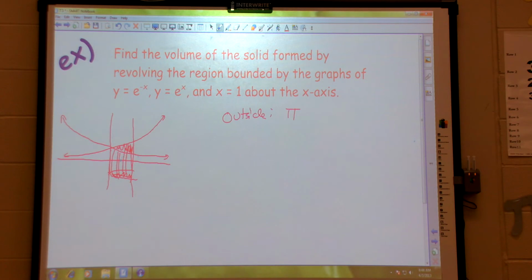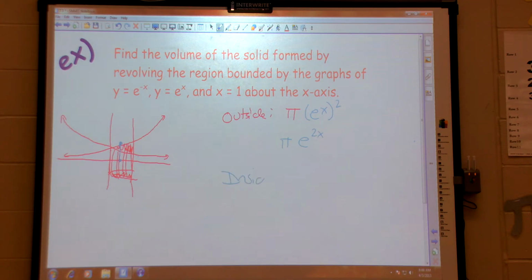From the outside, so I go from the axis. You're always going from the axis. That's the middle of the shape. To the outside. Which function is that? e to the x. Which will give me pi e to the 2x, correct? Power to a power you multiply. Correct.